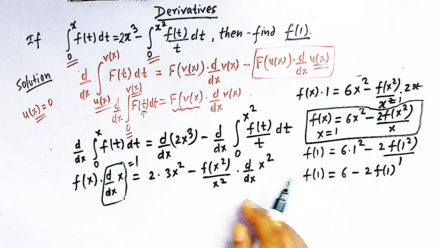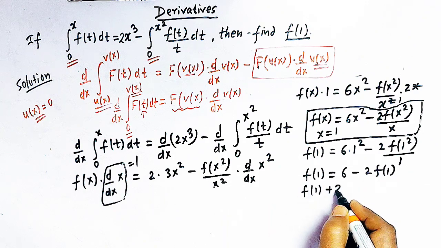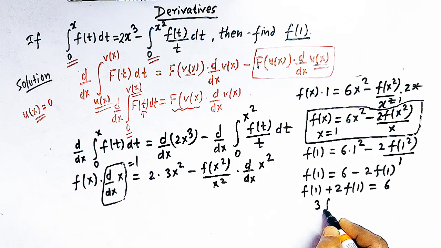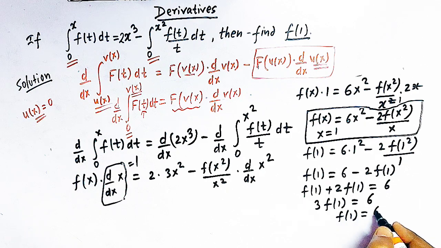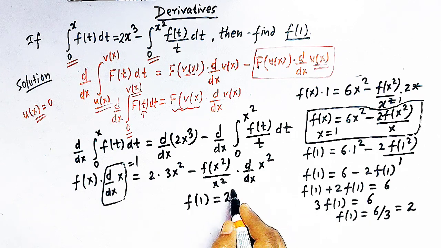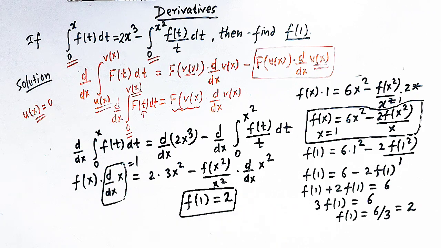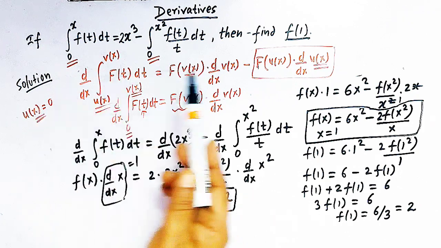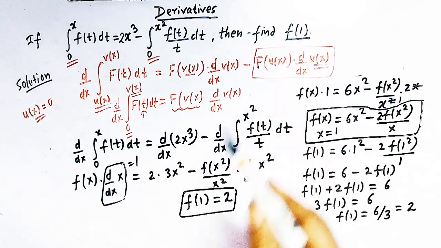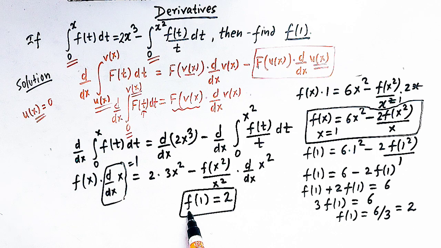Taking this term to this side, we have f(1) plus 2 times f(1) is equal to 6. So this is 3 times f(1) is equal to 6. f(1) is equal to 6/3, that is 2. So the required value of f(1) is equal to 2. So viewers, this is how by making use of the Newton-Leibniz integral rule, we can find out the value of f(1), and the value of f(1) in this case is equal to 2.